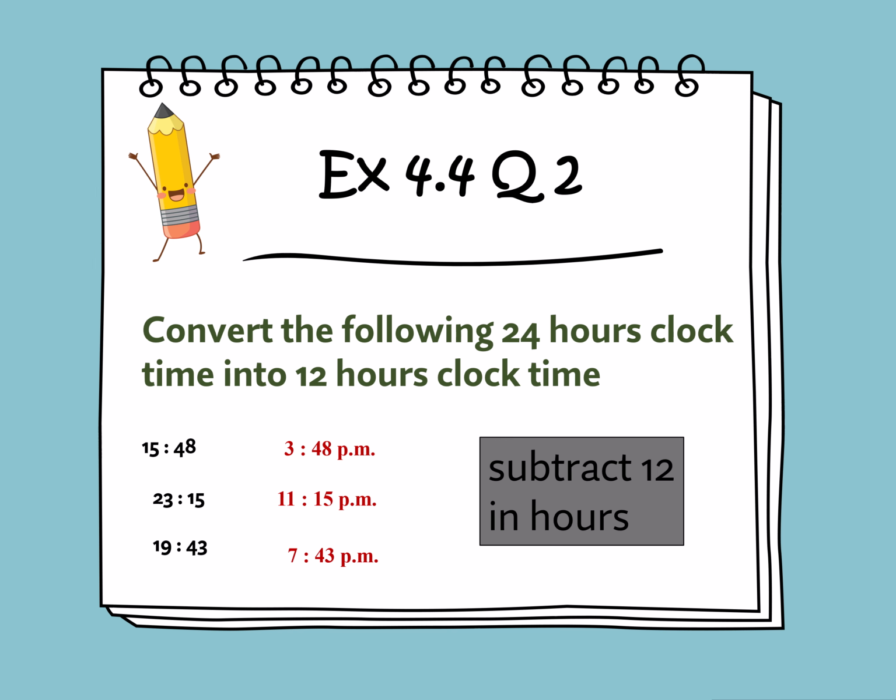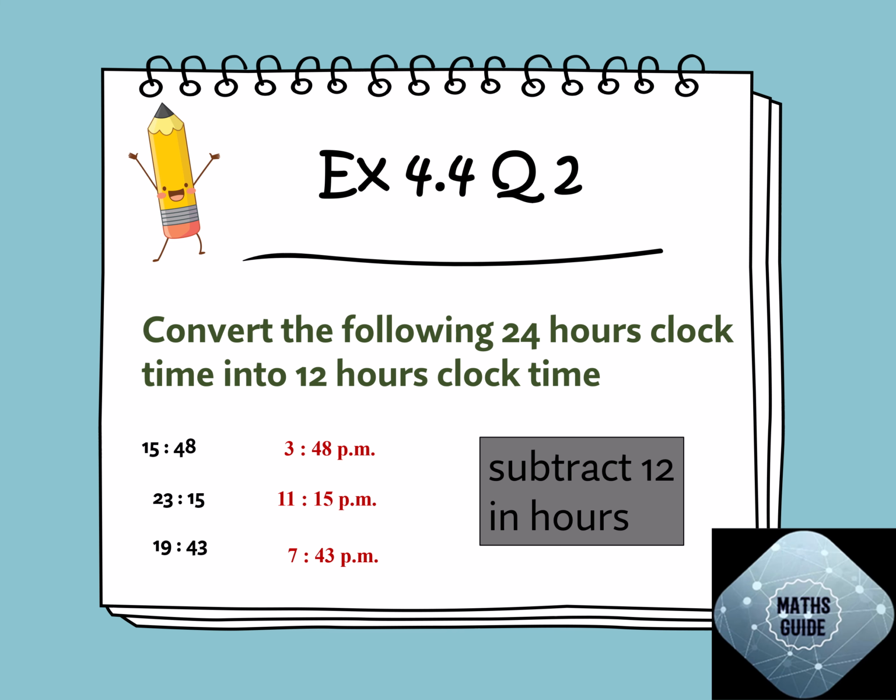But if the time given is less than 12, it shows that it is the time with AM in 24-hour clock, so we will write the same time exactly and write AM with that.